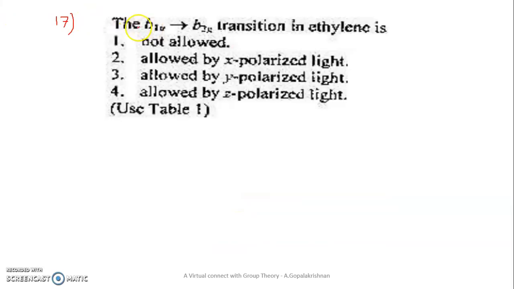So the question here is the B1U to B2G transition in ethylene: is it not allowed, allowed by X polarized light, allowed by Y polarized light, or allowed by Z polarized light? How to analyze this? Simple. Initial state is B1U, final state is B2G. Take the direct product of these two.